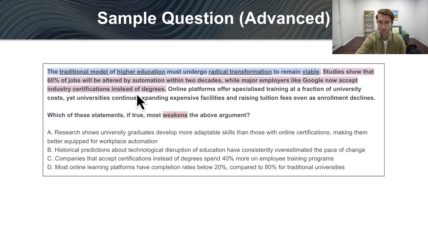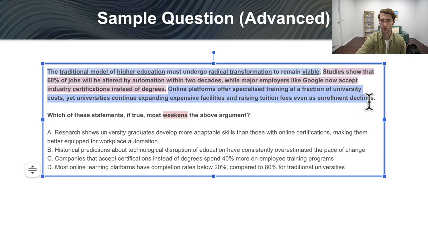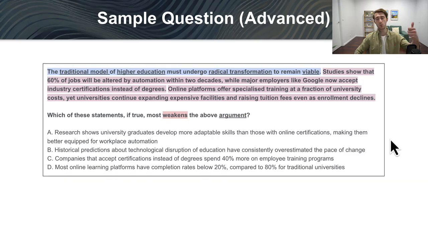like Google now accept industry certifications instead of degrees. And then this here again is some more reasoning. Online platforms offer specialized training at a fraction of the cost. So we can see that if we want to weaken the argument, what argument are we trying to weaken? We're trying to weaken the conclusion that the traditional model of higher education must undergo radical transformation to remain viable.